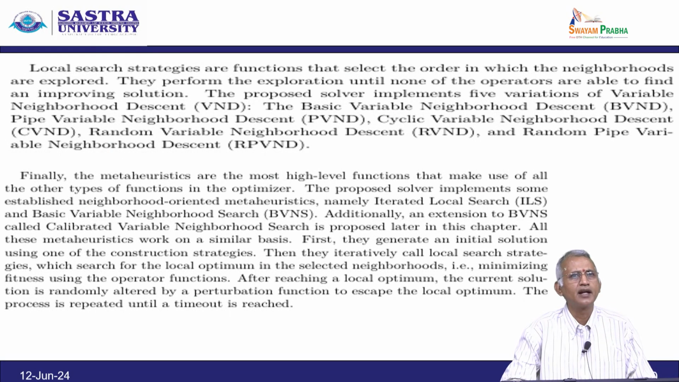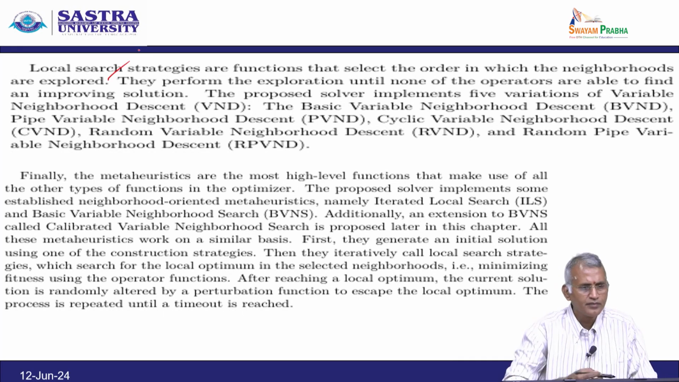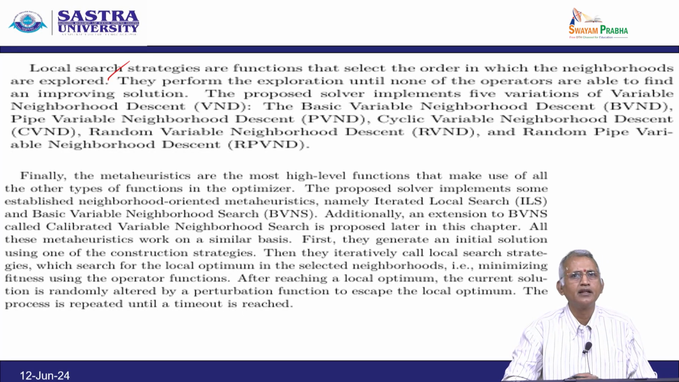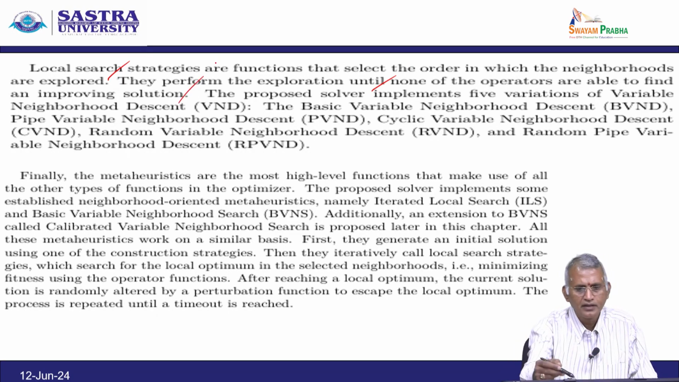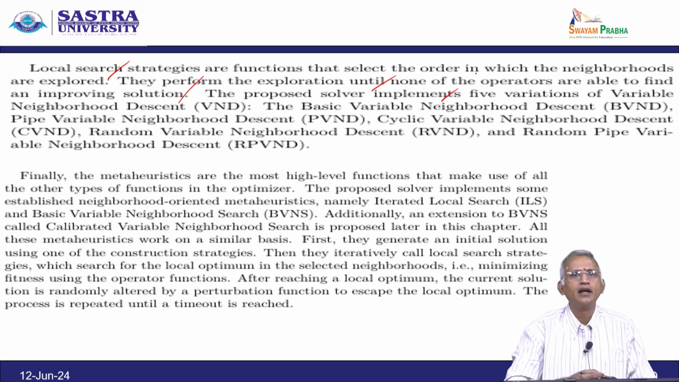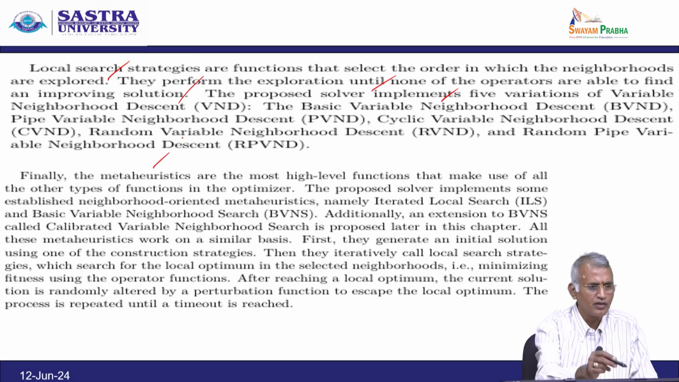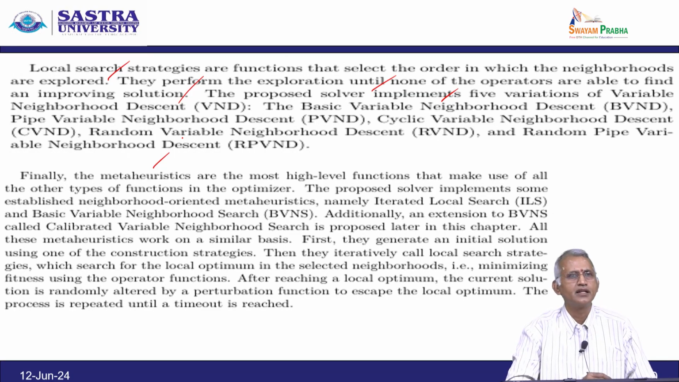The local search strategies are functions that select the order in which the neighborhoods are explored. They perform the exploration until none of the operations are able to find an improving solution. The proposed solver implements 5 variations of variable neighborhood descent: basic variable neighborhood descent, pipe variable neighborhood descent, cycle variable neighborhood descent, random variable neighborhood descent and random pipe variable neighborhood descent. So, these are all the 5 variations.